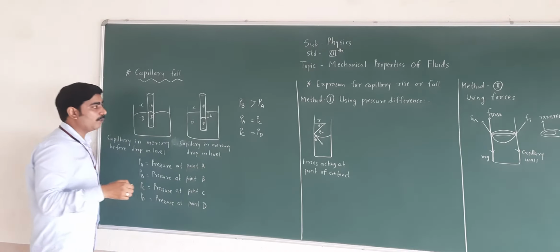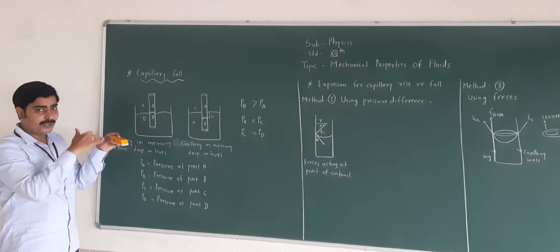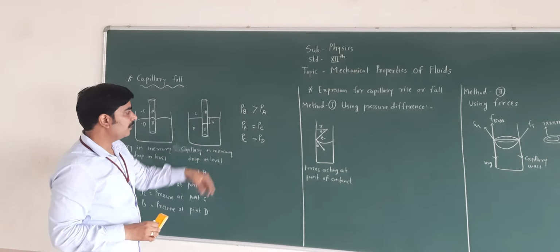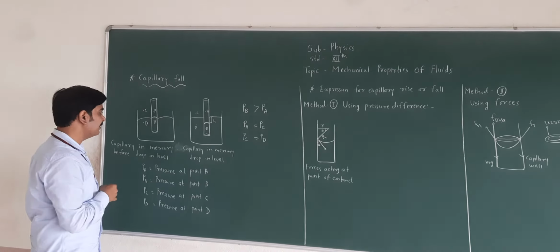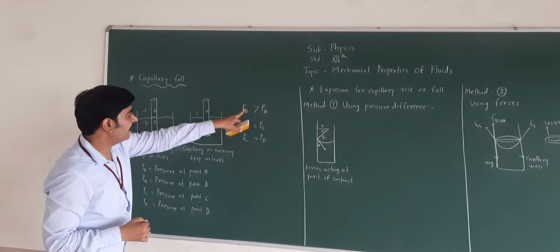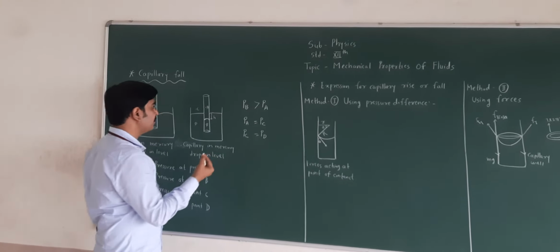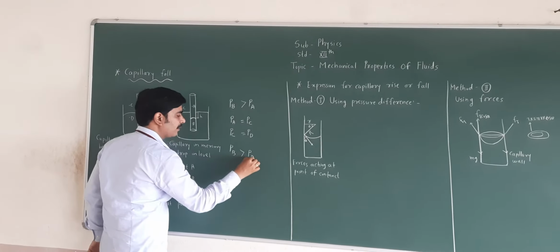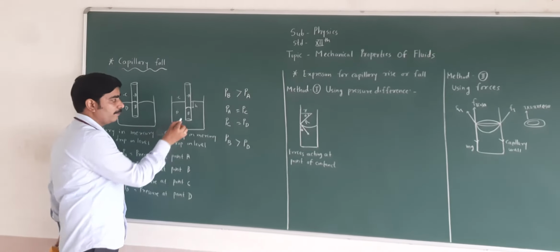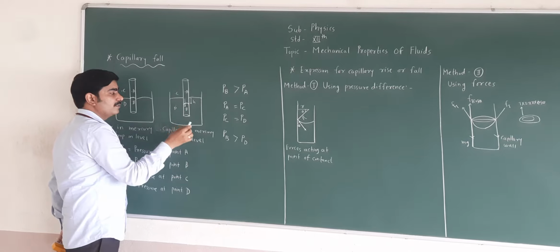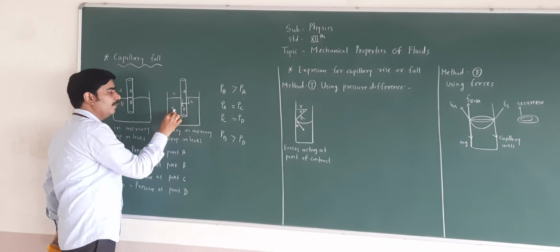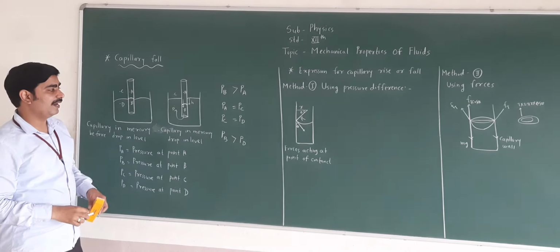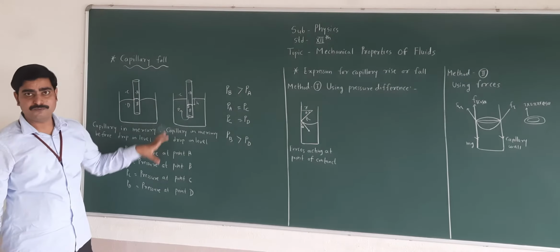Why are they the same? Because the pressure just above and just below the liquid surface will be the same. So if we conclude this point, then we can write the statement that the pressure acting at point B is greater compared to the pressure acting at point D. So what will happen? The liquid level will start moving until the pressures at B and D are the same. So this is about the capillary fall.